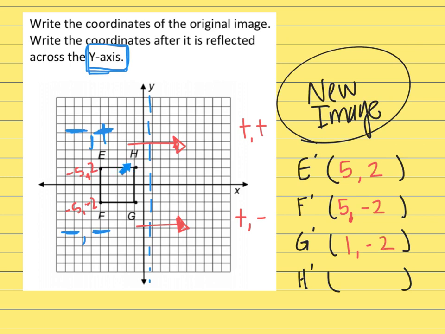On letter H, it was negative 1, positive 2. But now this tells me my first number needs to be the opposite. It's going to be positive 1, and then your y value stays the same. So positive 1, positive 2. And those would be the new values.